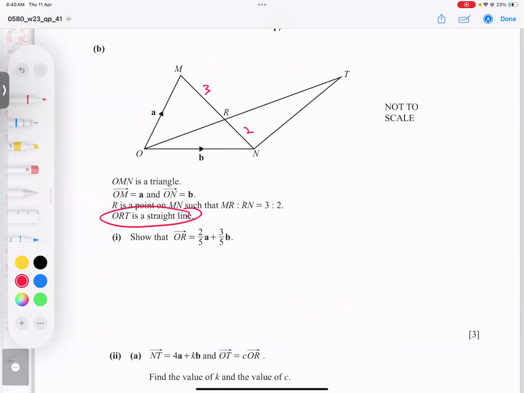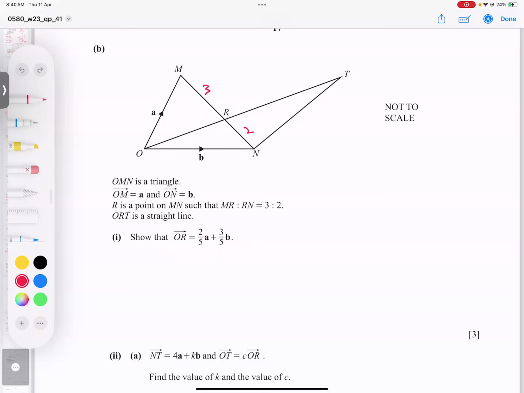Okay, this is clear. This is a straight line mentioned here. So he said, prove that OR is this answer. So we have to prove OR. This is the target to achieve. How to get OR? Two ways: O to M, M to R, or O to N, N to R. It is your wish, you choose the path. I can go for any path. No problem at all, I can go for this path.